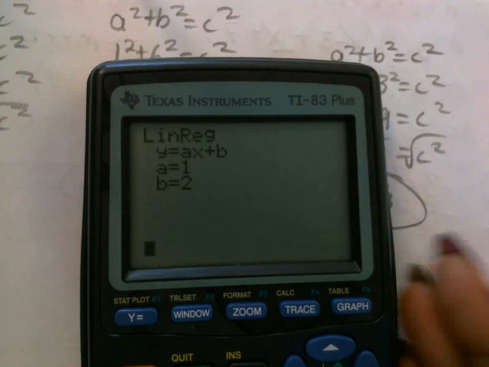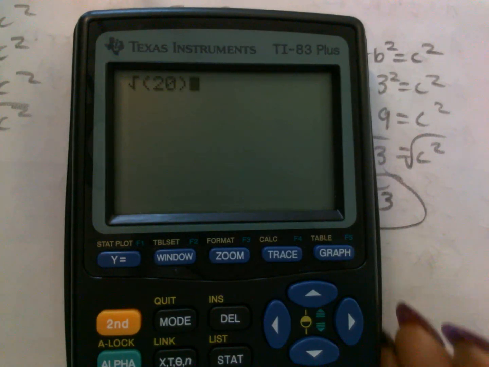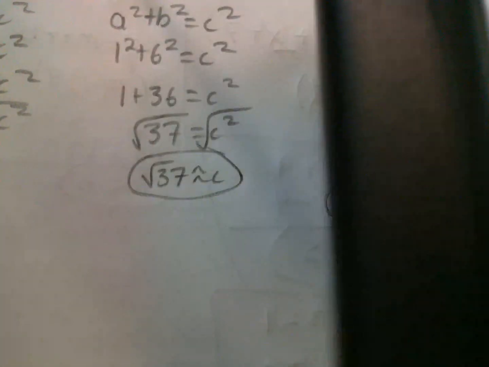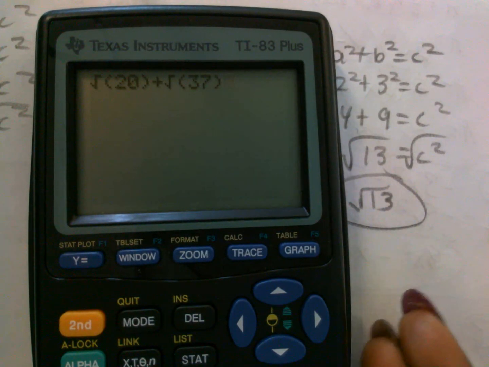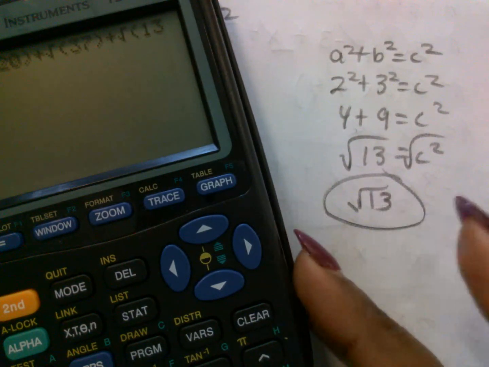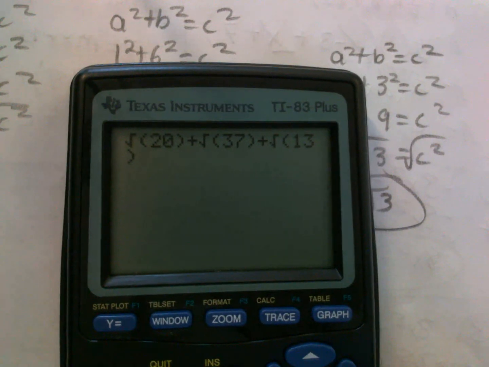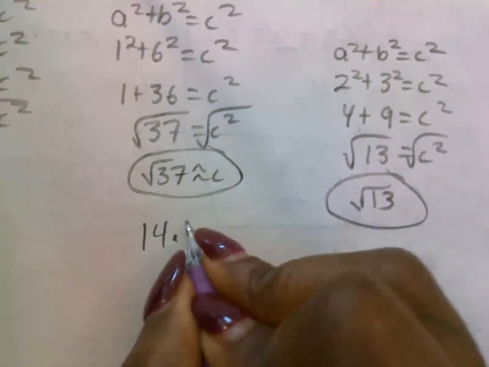Okay, so let's do it. Make sure you close the parentheses. So we got second x, we got 20, close the parentheses, square root of 20, plus the square root of 37, don't forget to close the parentheses, plus the square root of 13. Don't forget to close the parentheses. When you press enter, what does that give you? 14.16, what's that closest to? That's closest to 14. Okay.